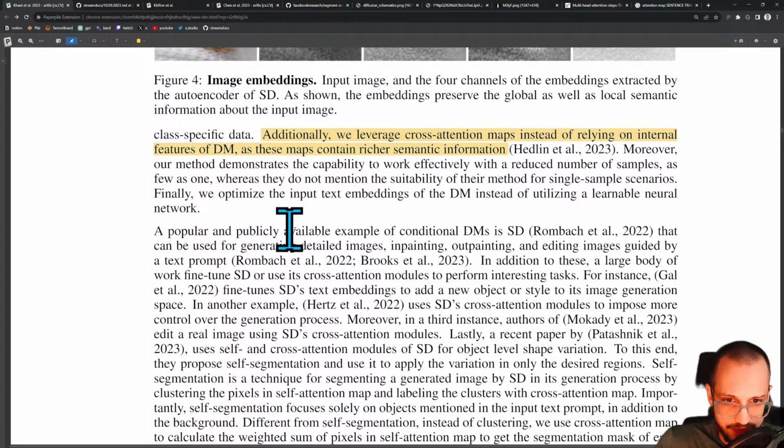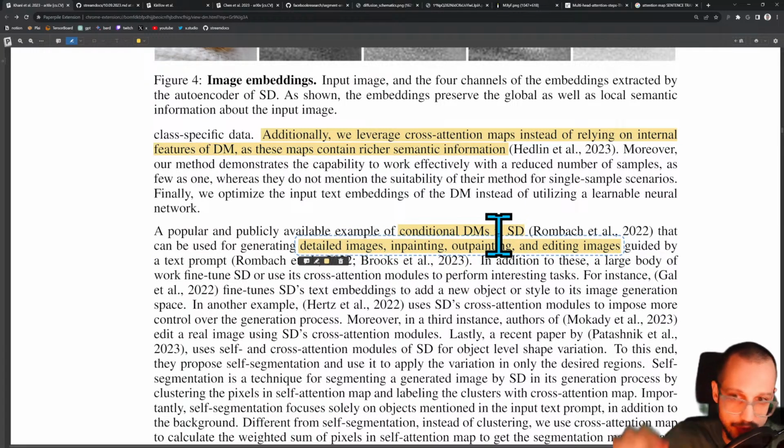A popular and publicly available example of a conditional diffusion model is stable diffusion, right? So stable diffusion is conditioned. It can be used for generating detailed images, in-painting, out-painting, editing images, guided by text prompts. So these are just a bunch of different ways of using diffusion models, right? In-painting, out-painting, this is where maybe you cut out a little part of the image and then it'll fill it in for you. You can also take the image and then fill out the edges, right? There's all these different cool products and use cases that people have come up with for diffusion models.